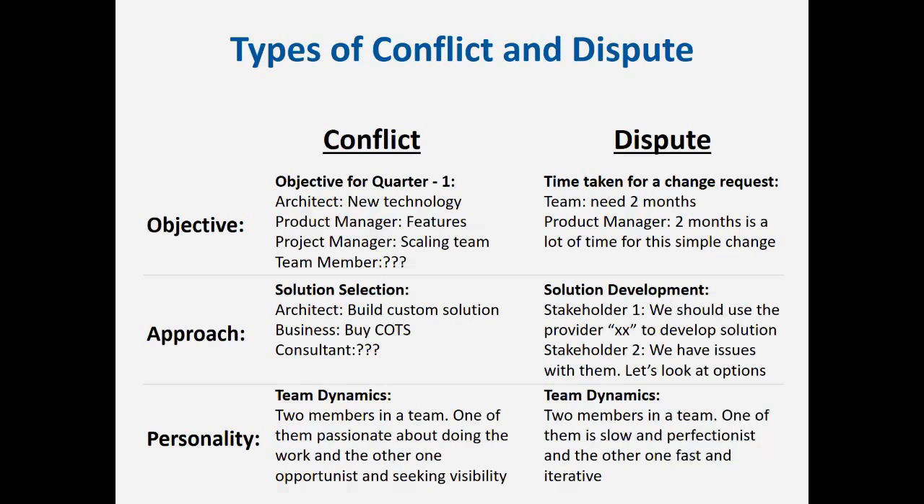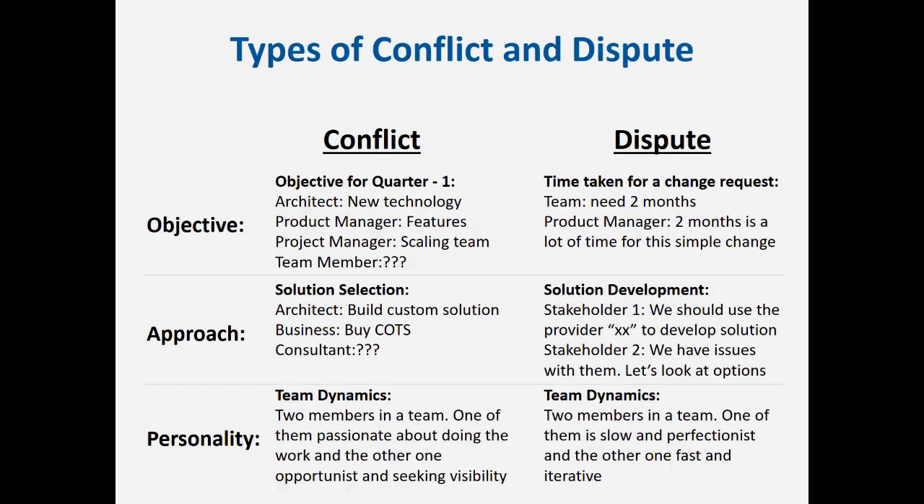So what is the difference in terms of objective? By objective, I mean the parties who are involved do not agree with what needs to be achieved. For example, the example that we saw before is a case of a conflict in terms of objectives. So we saw there are three parties involved from a conflict standpoint.